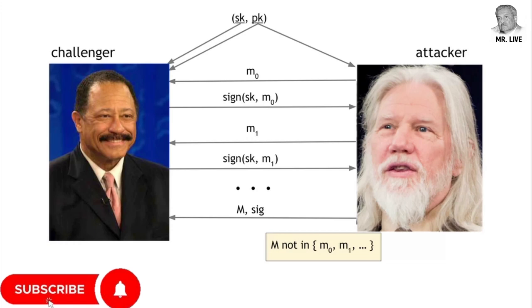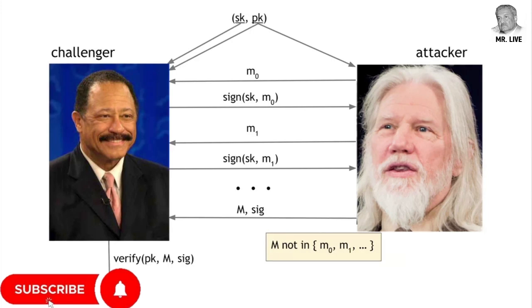Because it would be really easy for him to send over a valid signature on M0. I mean, we sent him a valid signature on M0 earlier. So he's going to pick some other message that he hasn't seen a signature for already, and he's going to send over what he claims is a signature on that message. And then the question is, can he succeed?